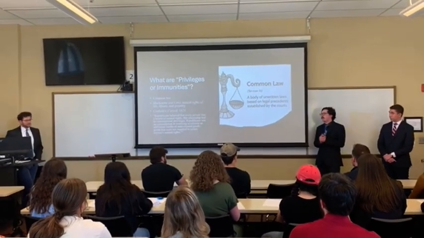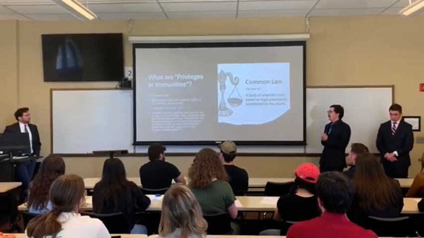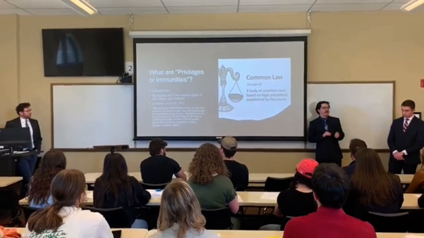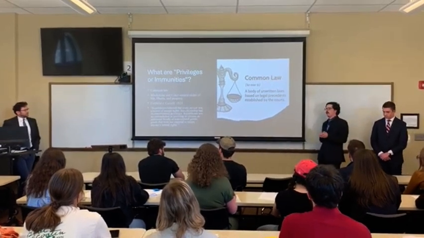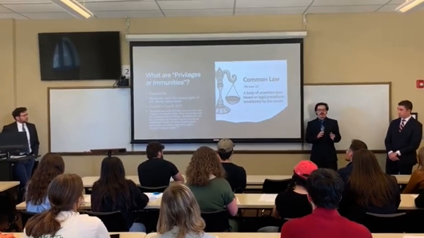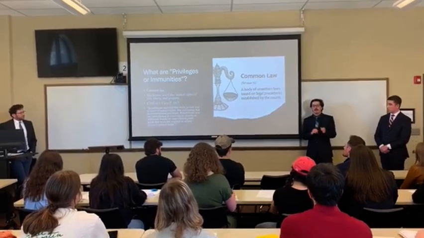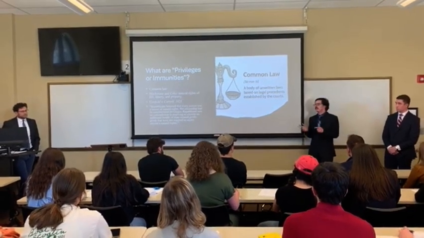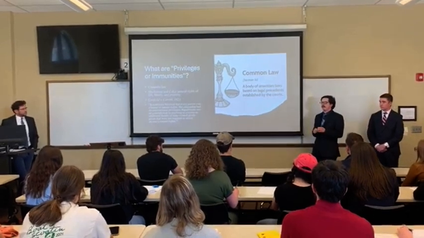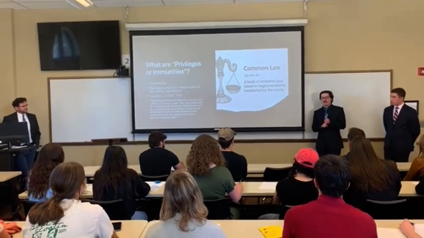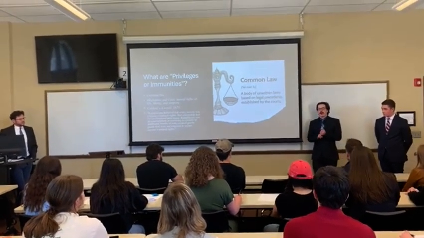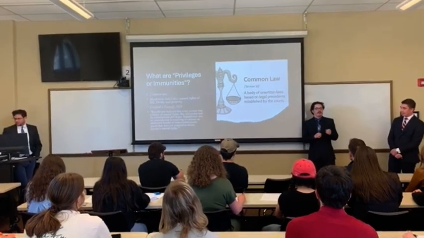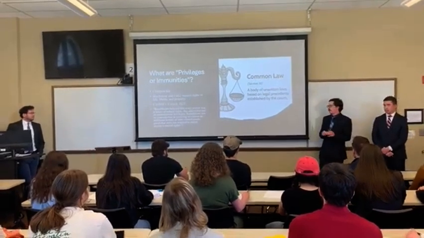Okay, so here are some specific examples of privileges or immunities. We can actually look to a U.S. Supreme Court case that was decided in 1823 called Corfield v. Coryell. And this is a good case to look to because it was decided well before the ratification of the 14th Amendment. So at the time of the ratification, the ratifiers would have had some of these examples in mind. The examples that they had in mind were protection by the government of life and liberty, the right to pursue and obtain safety, and the right to acquire and possess property of any kind.